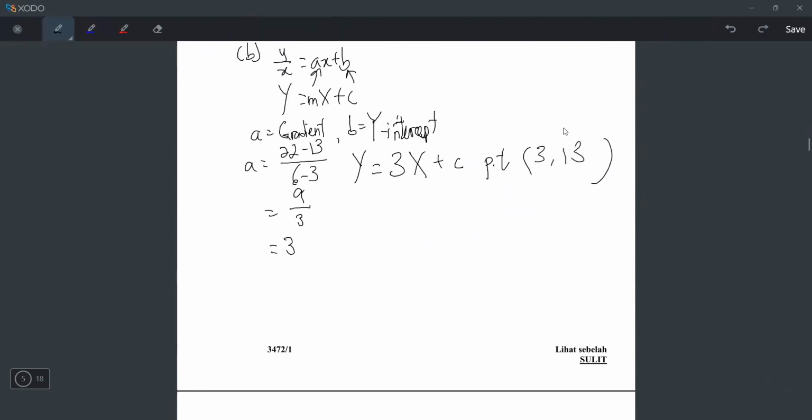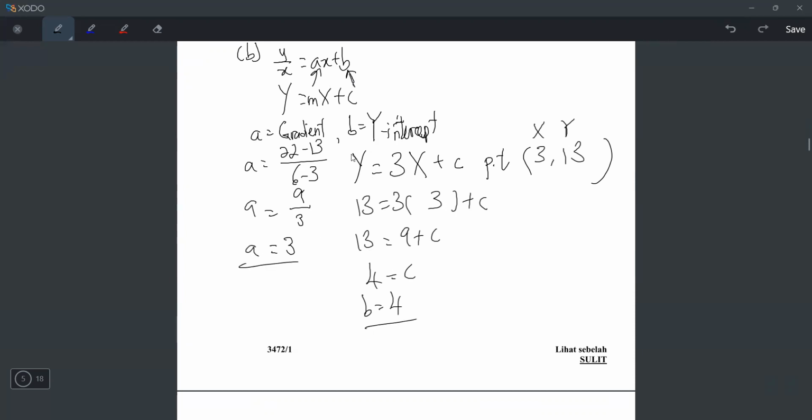The 13 will be the y coordinate, big Y, and then big X. So it will be 13 equals 3 times 3 plus C. 3 times 3 is 9 plus C, and then 13 minus 9 is 4. All right. So it means B is equal to 4. Because if C is 4, the y-intercept is 4, meaning B is 4 also, because B is the y-intercept, right? So this is A. So this is the answer.